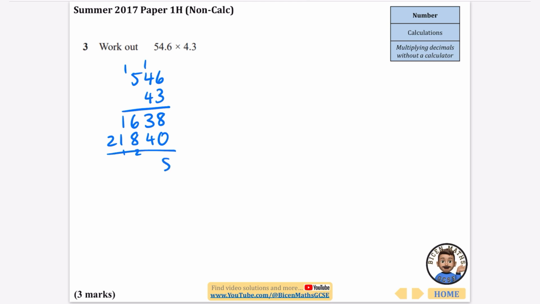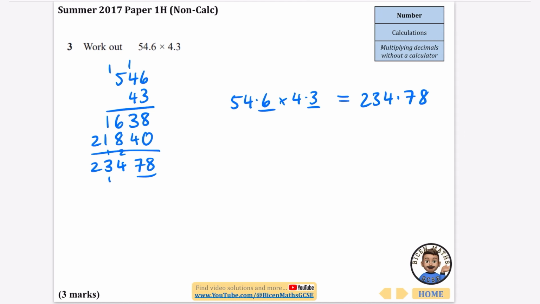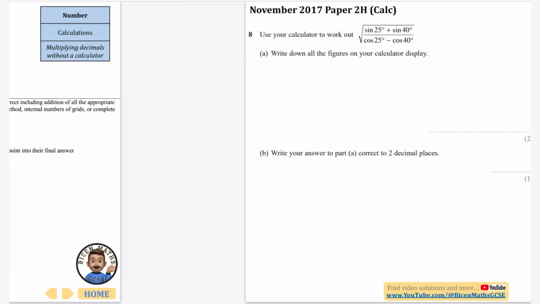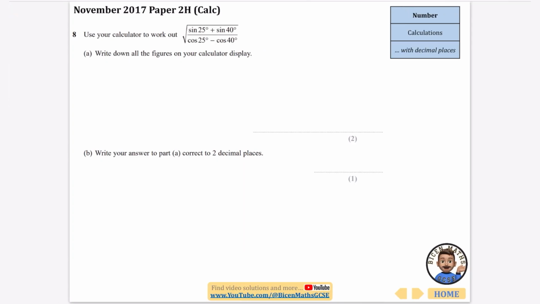Now when I add these together, I get my 8, my 7. 6 and 8 makes 14. And then I get the 1, the 1, and the 1. And so I have 2, 3, 4, 7, 8. So this means that if I want to do 54.6 multiplied by 4.3, well, there are 2 numbers here after the decimal point, so I'm going to want there to be 2 numbers after the decimal point there, meaning my answer is 234.78. The rest of these questions are all going to be calculator ones, but let's just confirm that we got this right. 234.78, yep, we did.